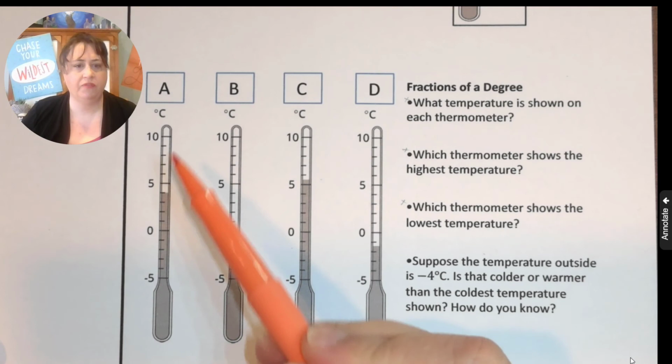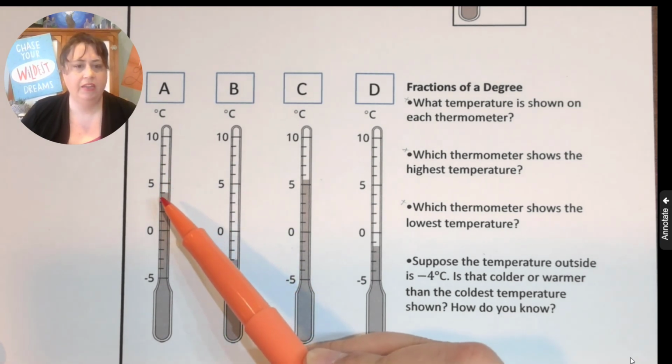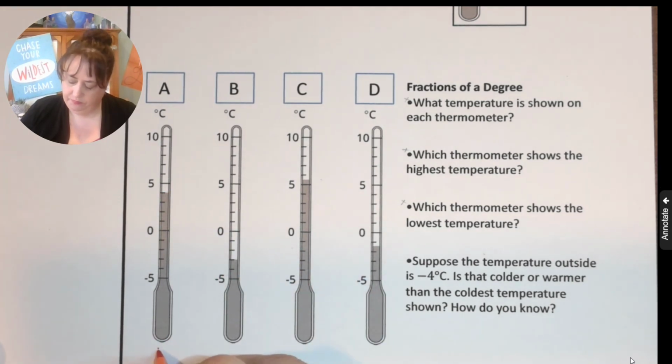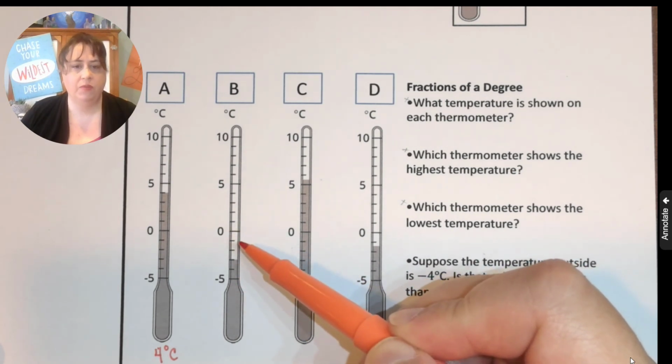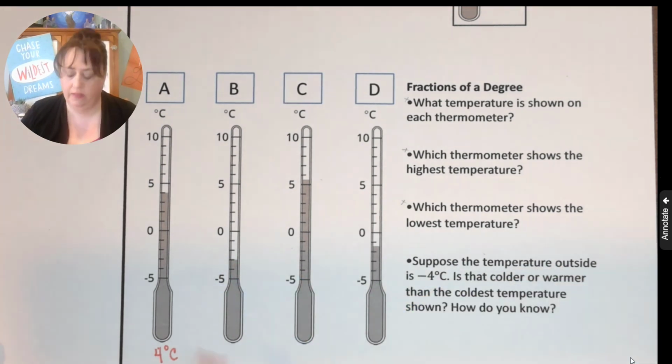Okay, so let's look at that first one. This first one's between 0 and 5. And you can see right there, it's on the 4. So we do know that this one is 4 degrees Celsius. Don't forget our units. This one we see is between 0 and -5. So we know this is -1, -2, -3, -4, -5. And we can see that it is directly on the -3.